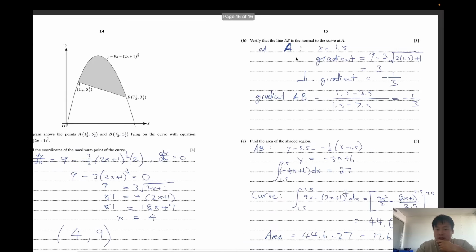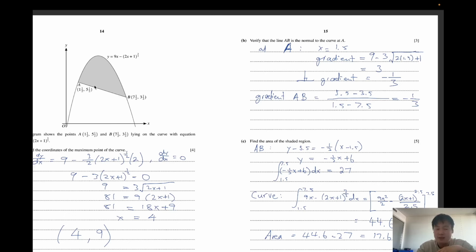Now, part B. Verify that the line AB is a normal to the curve. The only way you can verify, first off, do you know the normal is just a straight line? Yeah? It's a line that's perpendicular at A. That's the definition of the normal at A. That's what you've got to be aware of. So it's just what? A has a tangent. The line that's perpendicular to the tangent at A is the normal. You just got to prove that normal is actually the same thing as line AB. What's special about the normal?